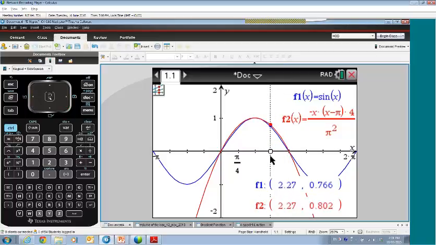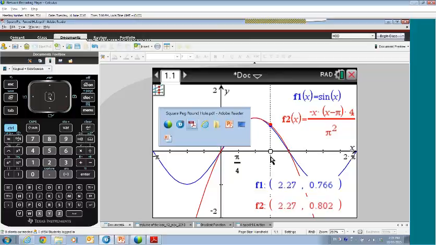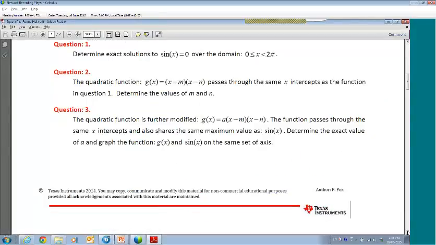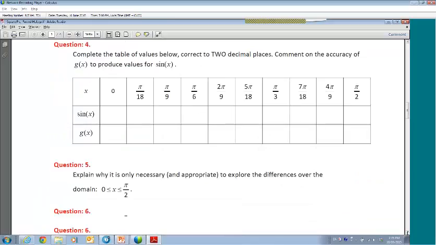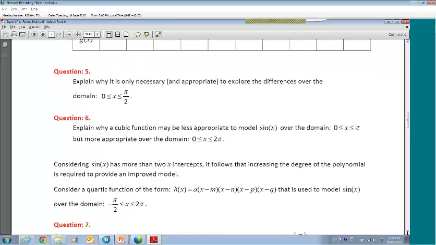So then the question sheet says, having done that one, what if we modeled it with a cubic function? And why wouldn't you use a cubic function? The idea is getting the kids to think about the fact that the turning point's no longer in the middle.